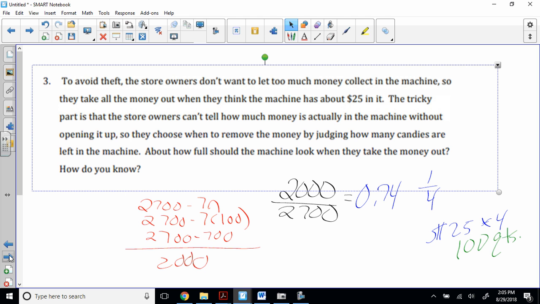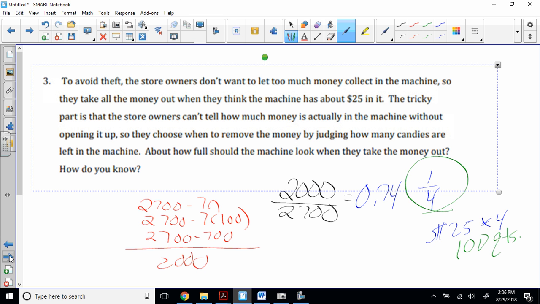0.74, which means, if you look at it from a percentage, 2,000 candies left is right around 74% full, right? Which would mean that, ladies and gentlemen, it is a quarter, roughly. But could we just say a quarter? No. You've got to back it up with your math. You've got to mathematically prove why you're saying what you're saying.